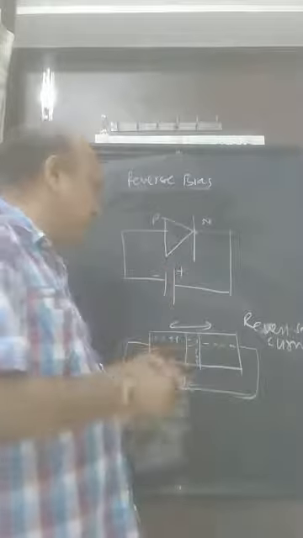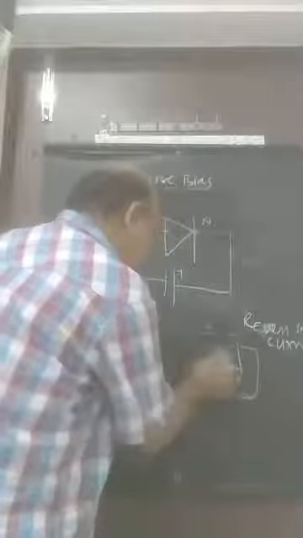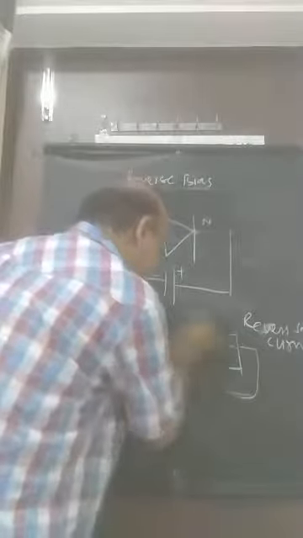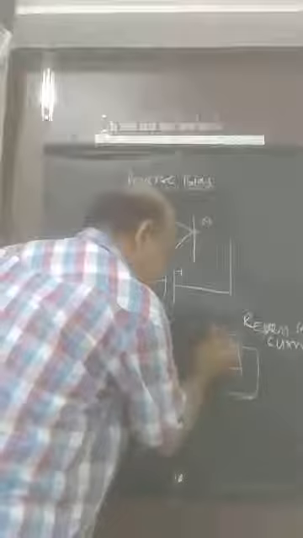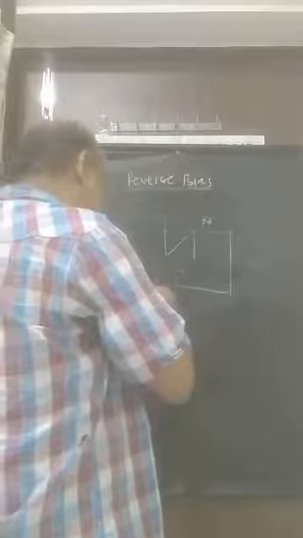So this is forward bias and this is reverse bias. We have already seen the forward bias. Next we will go through the characteristics of the diode in both biasing conditions, that is using forward bias and using reverse bias. We will see the characteristics of the diode, which are called the VI characteristics of the diode.